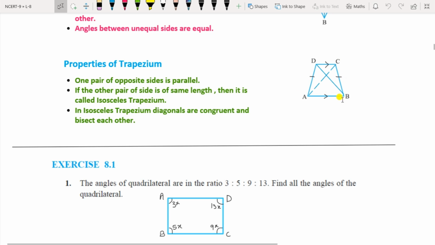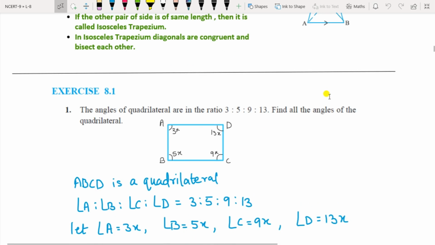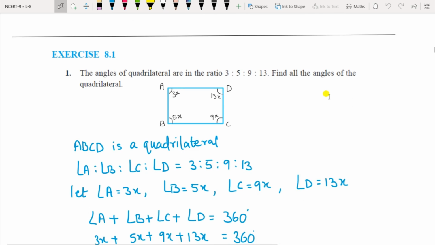In an isosceles trapezium, the diagonals are congruent, that is, they are of equal length and bisect each other. Okay. So these are all the properties of different types of quadrilaterals. You have to remember these properties to solve the further exercise. Now let us start with exercise 8.1.